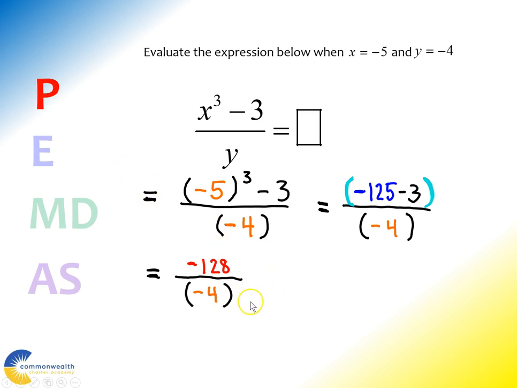Now I look for any additional exponents that aren't involved inside of a parenthesis. There aren't any. So I look for any multiplications and divisions that are occurring. In the multiplication and division here, the division of negative 128 divided by negative 4 gives me a 32. And I have an answer here. I should check to see if there's any additions or subtractions. There aren't any. So that is my final answer.